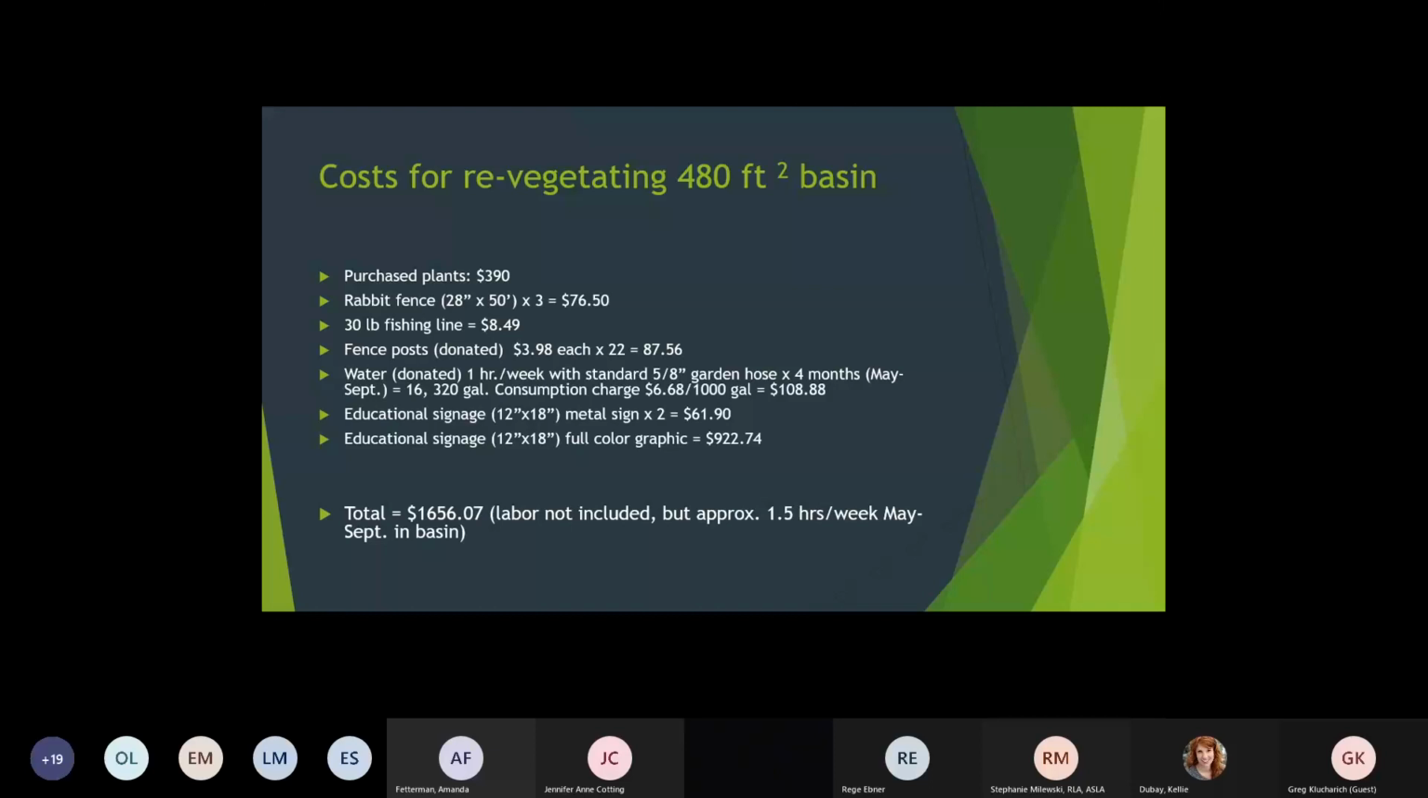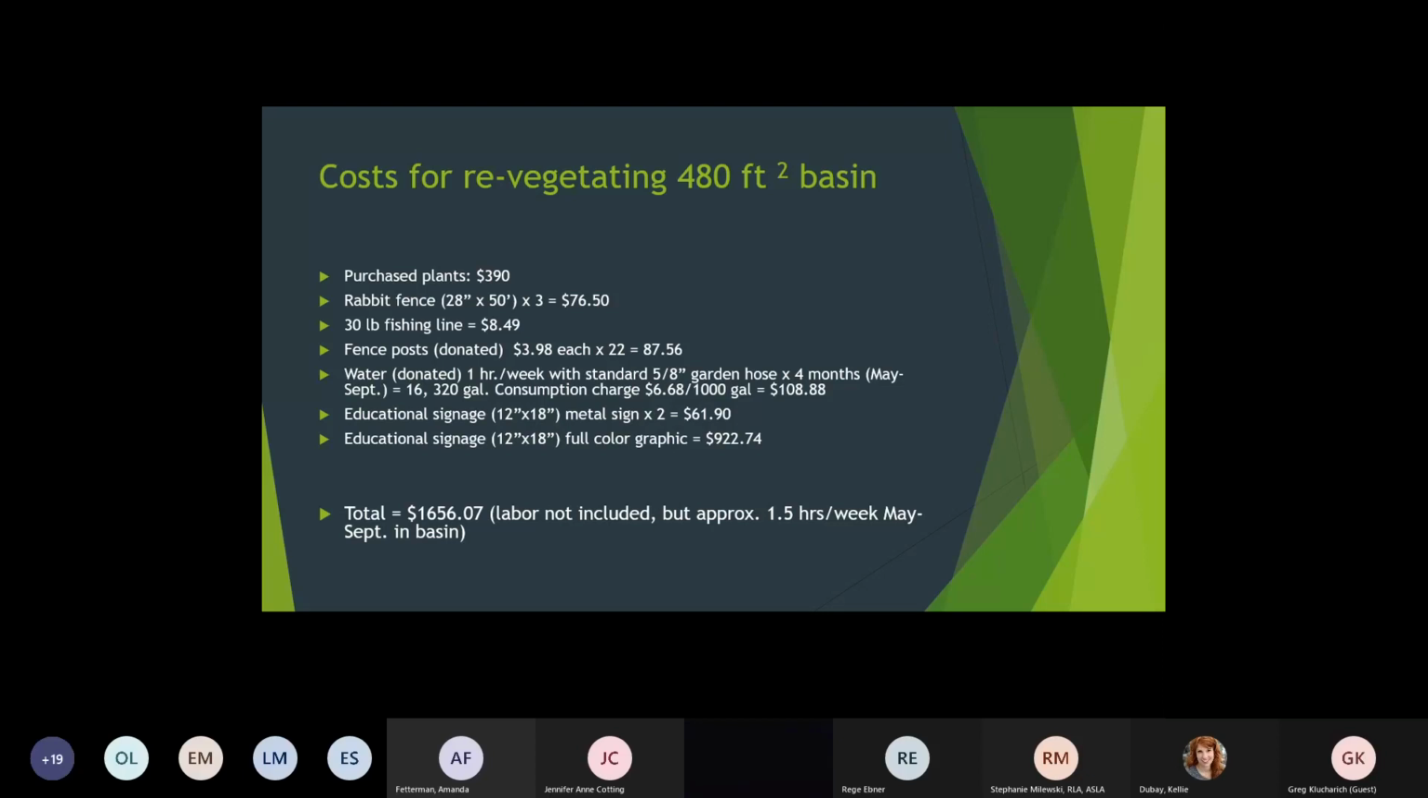In terms of costs, the most significant cost in this project was by far the signage. So those 3 signs, 2 metal and 1 color graphic, were almost $1,000. The entire project was about $1,660, and I did not include labor. It was my labor and my students' labor.